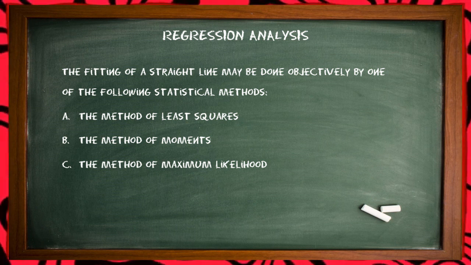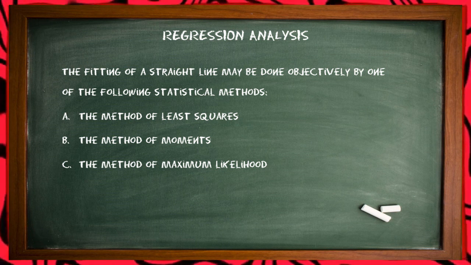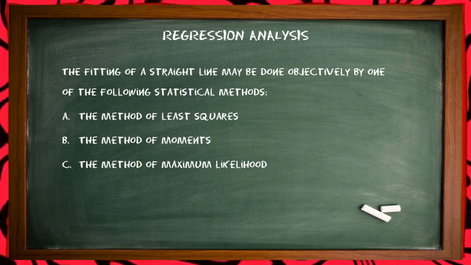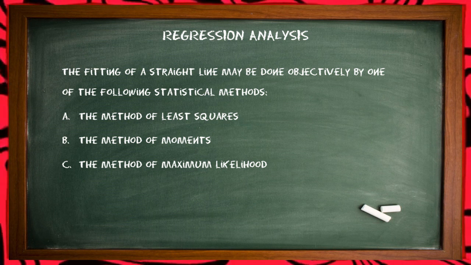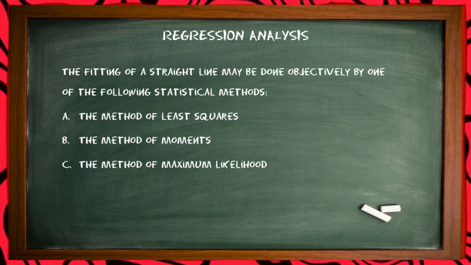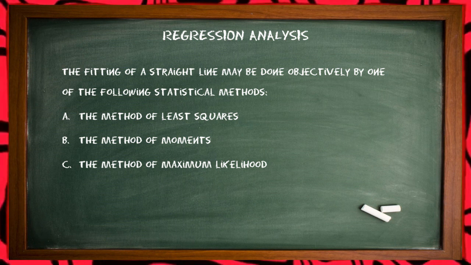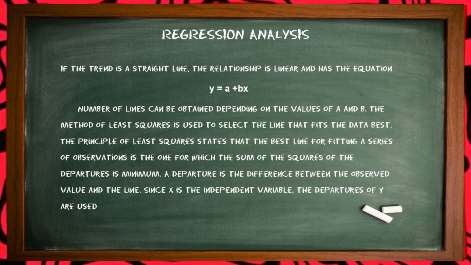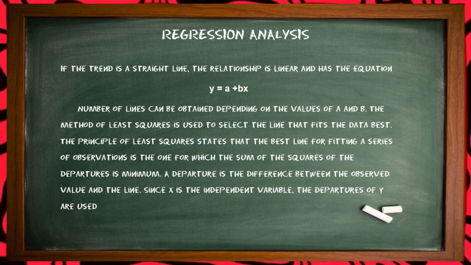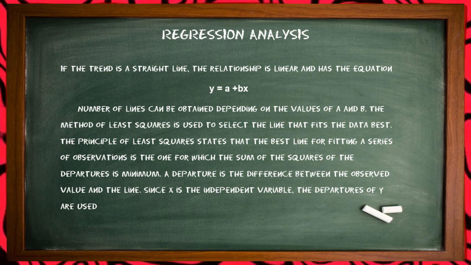Two variables, y, dependent, and x, which is independent, can be correlated by plotting them on the x and y axes. If they are plotted on a straight line, there is a close linear relationship. On the other hand, if the points depart appreciably without a definite trend, the graph is called a scatter diagram or plot, which we have discussed a while ago. If the trend is a straight line, the relationship is linear and has the equation y = a + bx. A number of lines can be obtained depending on the values of a and b.